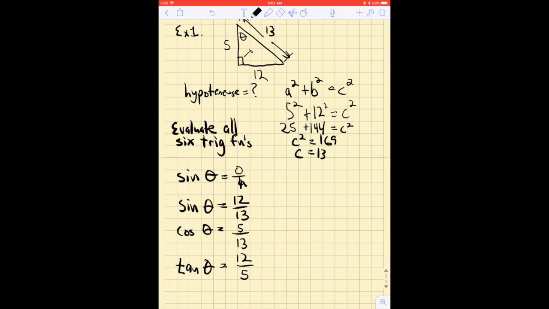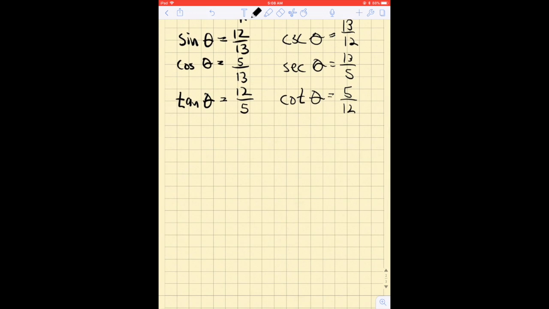So now we have cosecant of theta is equal to the inverse of the sine. So this is going to be 13 over 12. Secant of theta is equal to 13 over 5. And then cotangent, abbreviated COT, of theta is equal to 5 over 12. All right? So that's the first example.